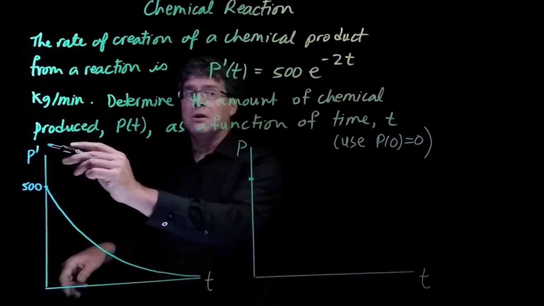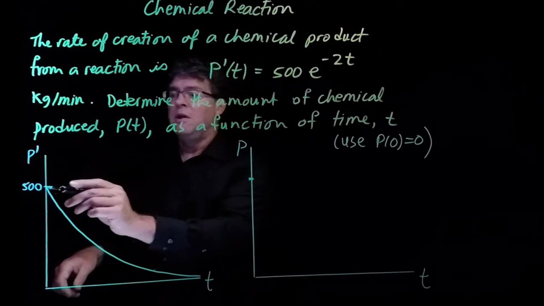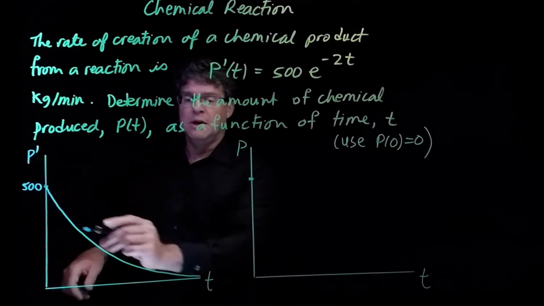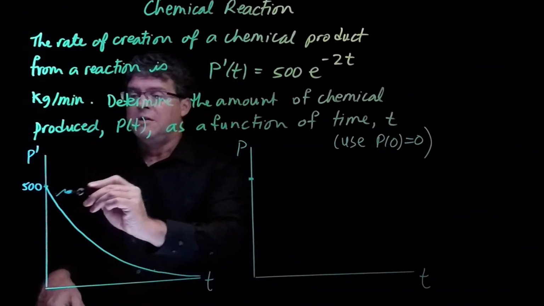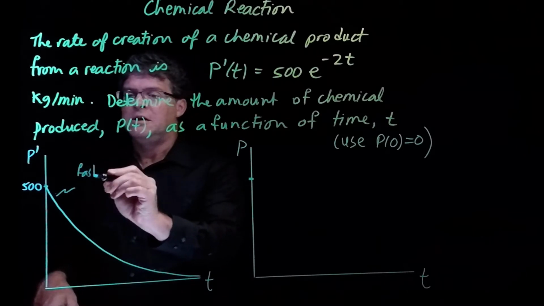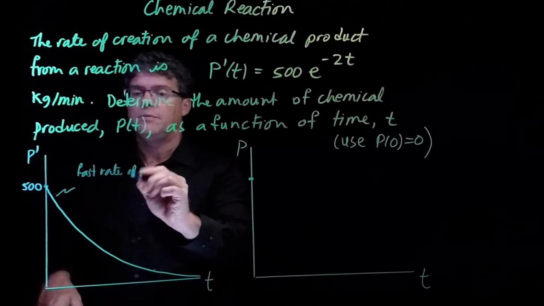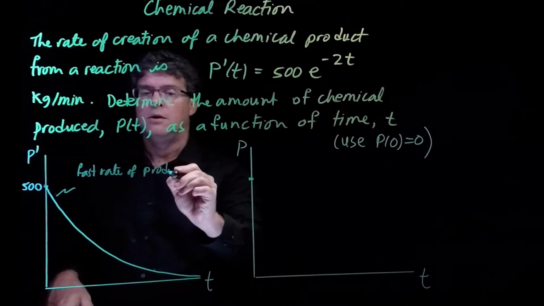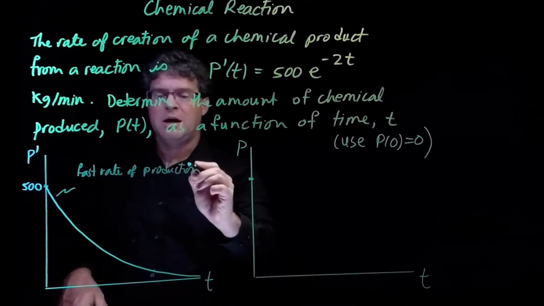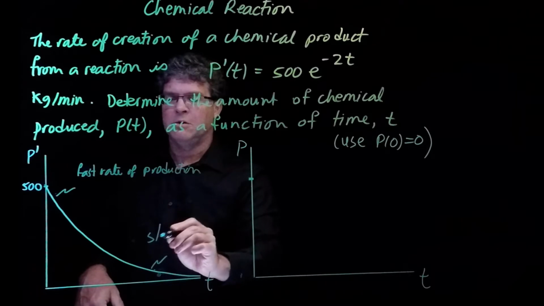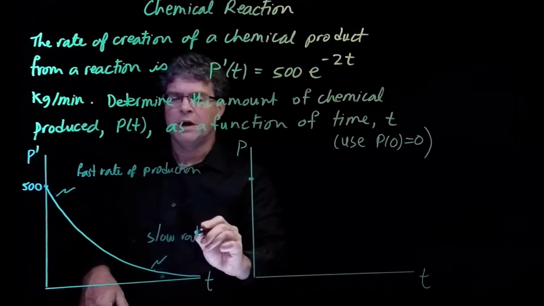It's drawn out here. It's a decaying exponential, and it starts at 500 and drops down. So this is a fast rate of production initially. And then as time progresses, we slow down and we have a slow rate of production.